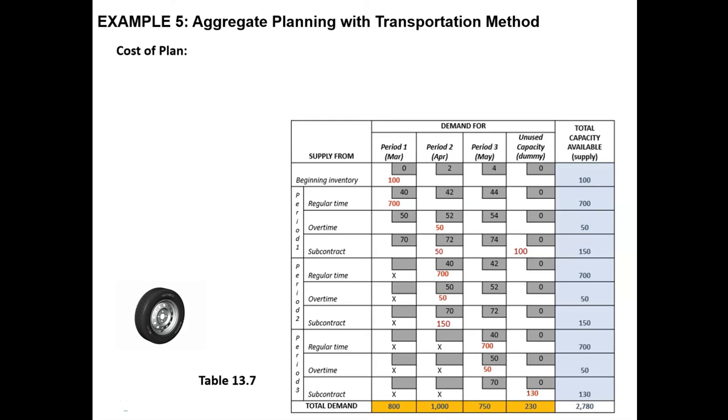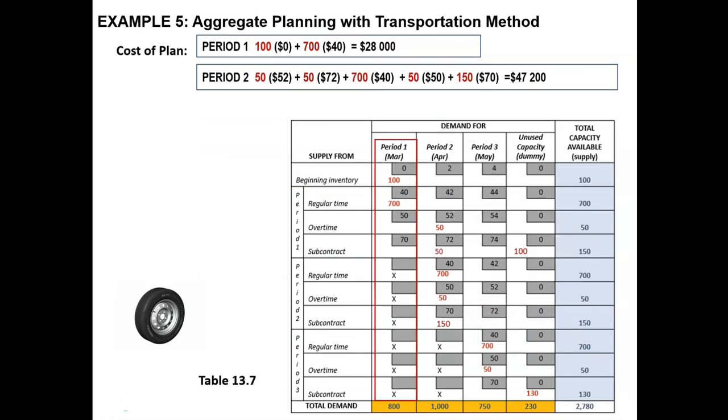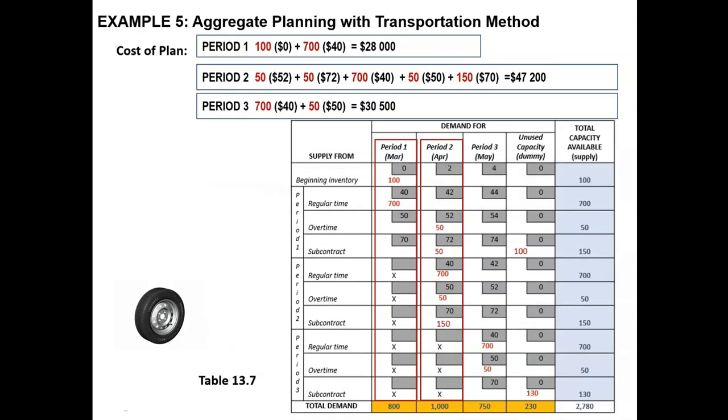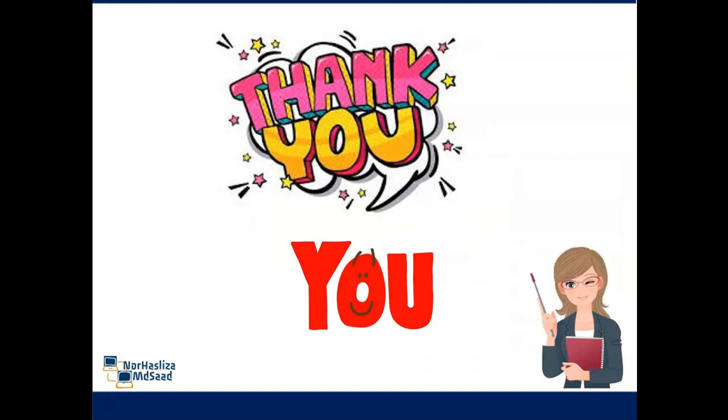After completing the 5 steps of the transportation method, now we can finally find the total cost of the plan. For period 1, the total cost is 28,000. For period 2, the total cost is 40,200. For period 3, it is 30,500. And altogether, the total cost of the plan is 105,700. Thank you. That's all.